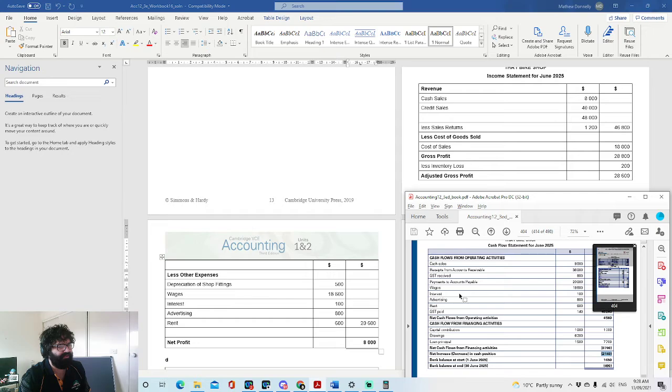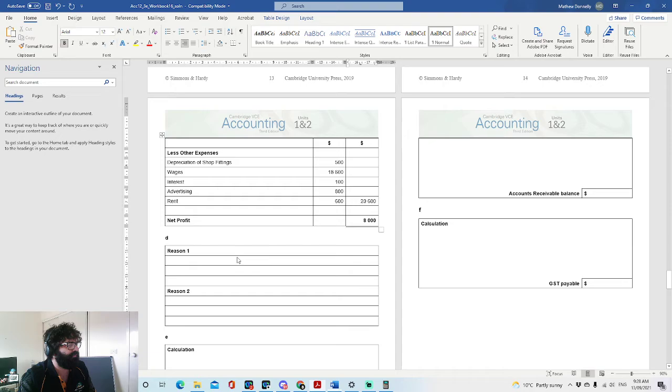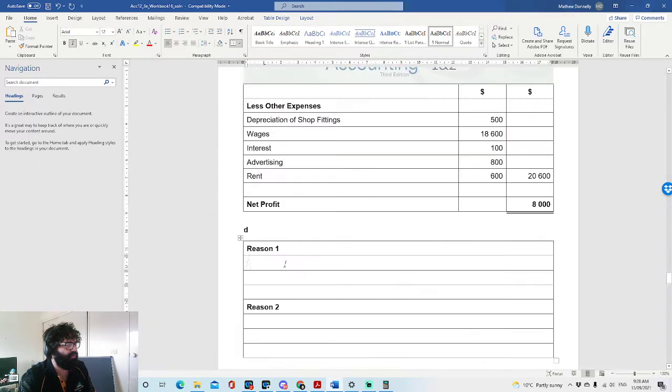Then we have a look at the cash flow statement, and we go accounts payable. That's a cash outflow, but not an expense. You could go GST paid, but I probably don't like that as much as I do drawings or loan principal, because those are bigger amounts. So you've got payments to accounts payable, you've got drawings, you've got loan principal. They're your big 3. And you've also got credit sales. So you can pick those 4. And then you just got to say why.